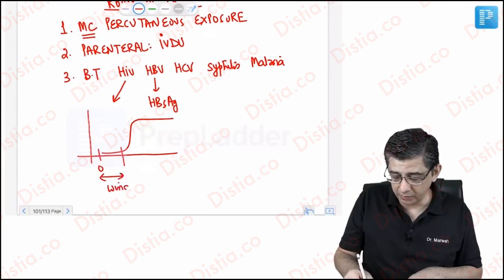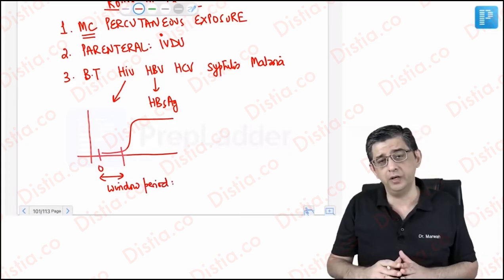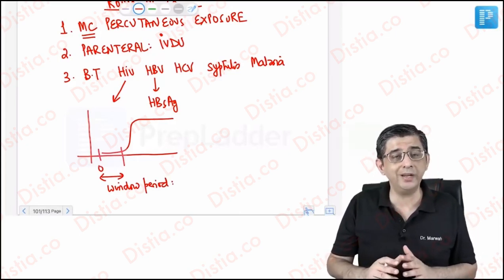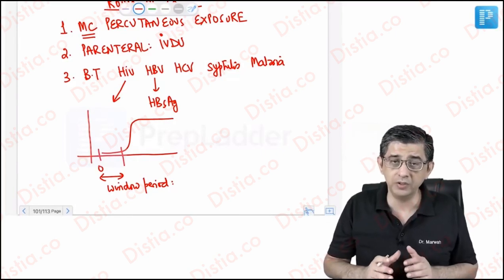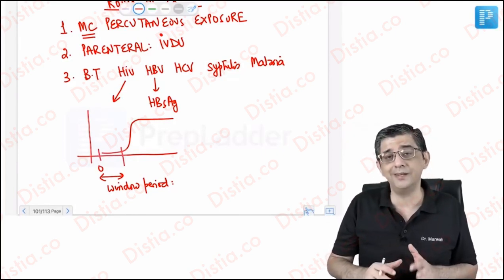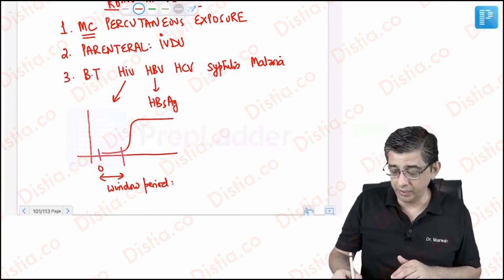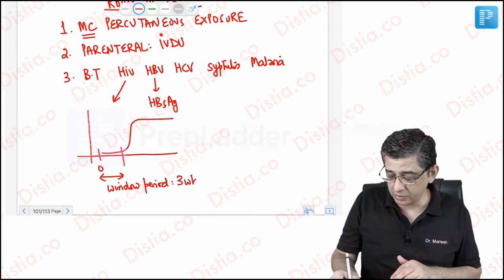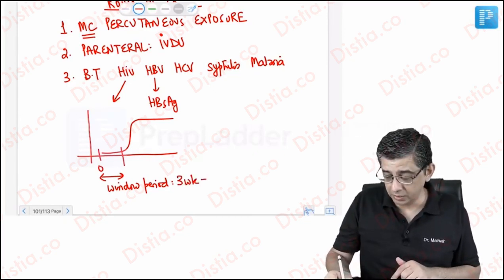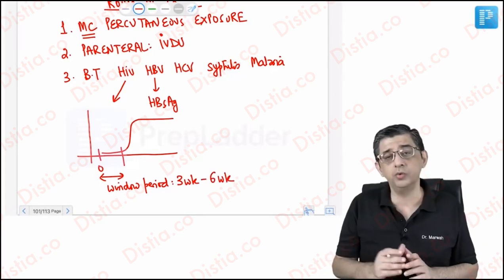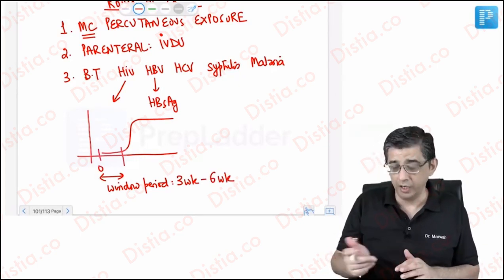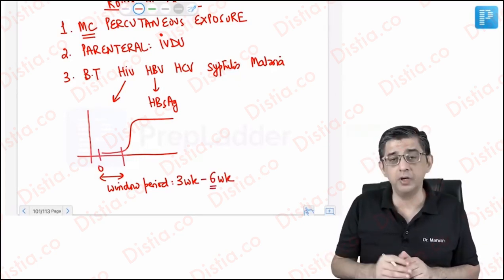You would have done multiple choice questions with respect to HIV, asking what the window period is. This varies according to the kit that is being used. For the 4th generation ELISA, the latest kit available for HIV, you can detect the infection as early as 3 weeks. With the older generation, when I was a student your age, I used to read about 6 weeks. So it's a range. In older MCQs, you will read a window period of 6 weeks.